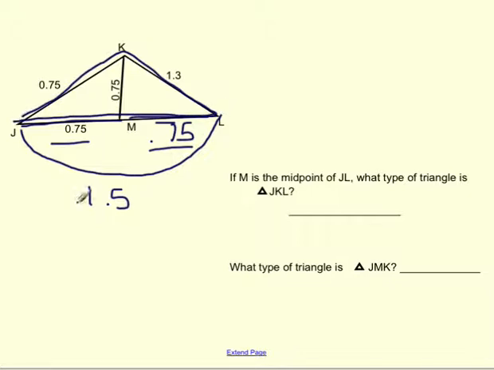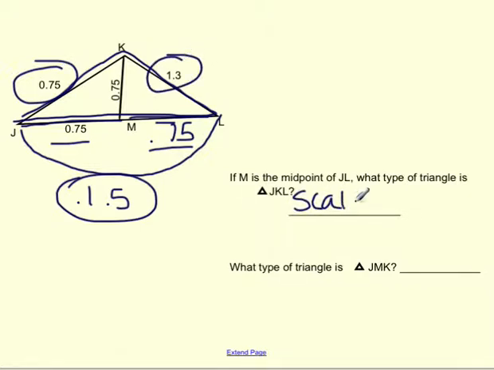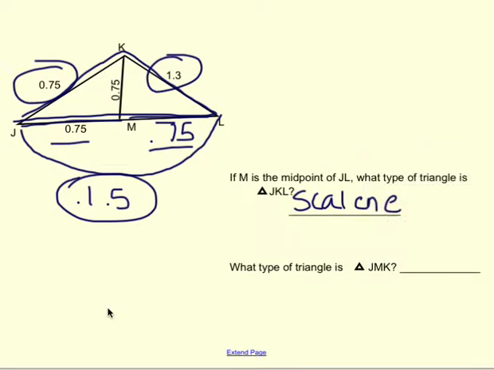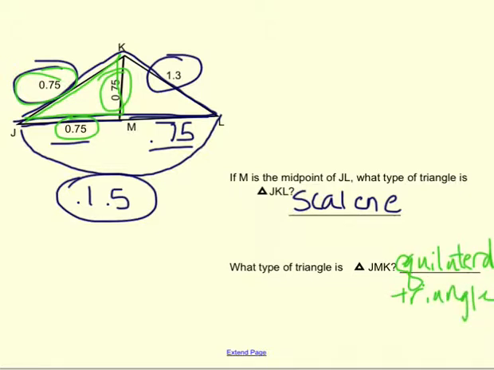So that triangle right there, we have a side of 1.5, a side of 0.75, and a side of 1.3. All of the sides are different, so that makes it a scalene triangle. Next, it asks us what type of triangle is JMK. Right there, I see this side is 0.75, this side is 0.75, and this side is 0.75. So because all of our sides are 0.75, it is an equilateral triangle. Again, that means that all of our sides are the same.